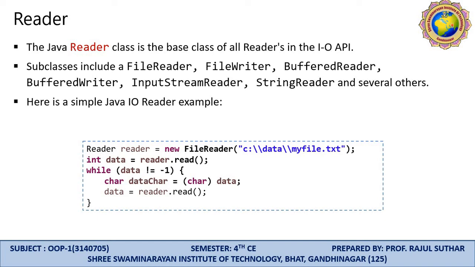Let me try to check. Reader is one buffer, or we can say it is an object. So reader is equal to new FileReader. This is the path where the file is available, myfile.txt. Integer data is equal to reader.read(), while data not equal to -1, char character is equal to (char) data, data = reader.read(). This method is used to read the particular characters. The Java Reader class is the base class of readers in the IO API.